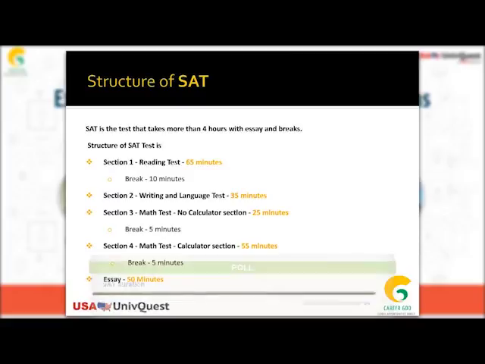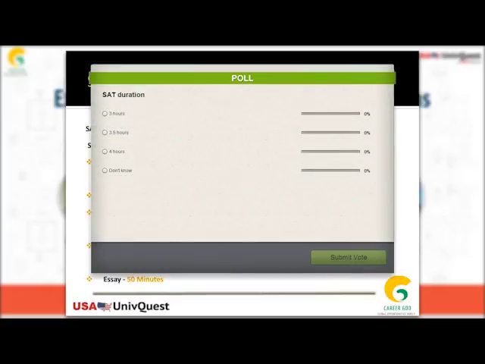So what is the total duration of the SAT exam? You can just type your answer: with breaks and including the essay, what is the total duration of the exam? The answers are equally distributed, and most of them said they don't know.